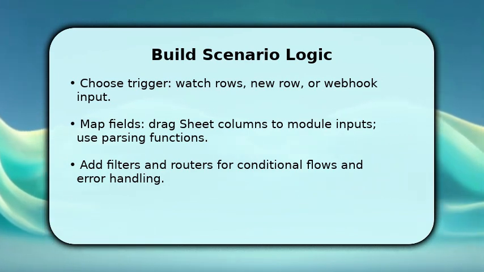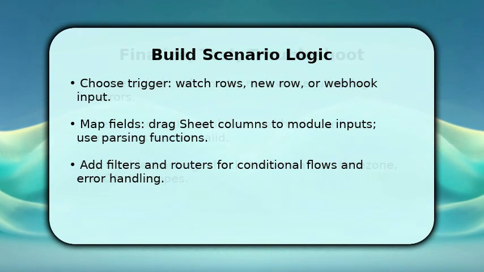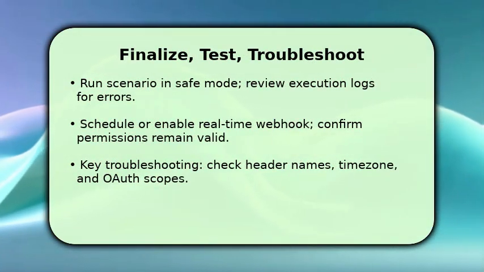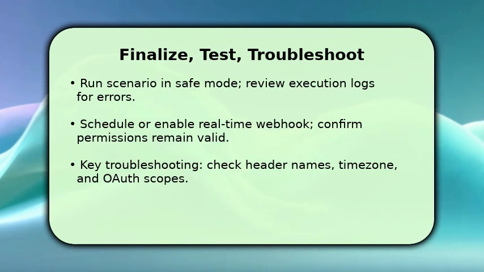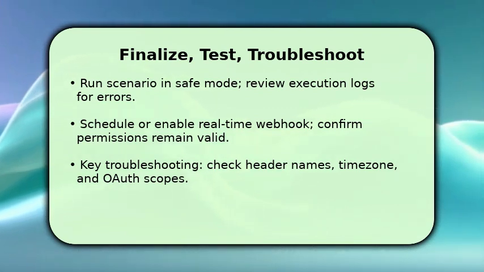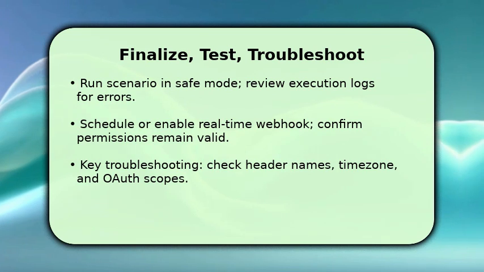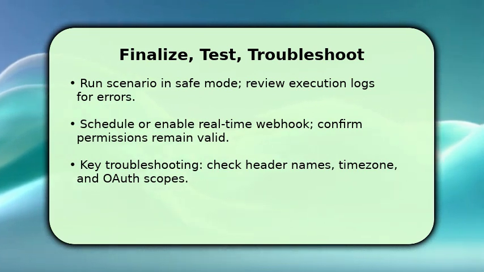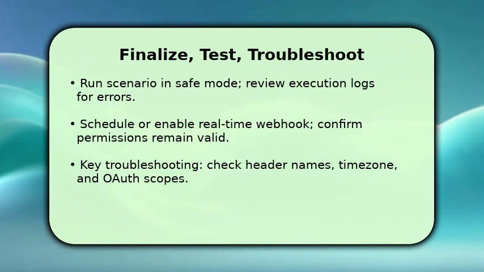You finish by thoroughly testing and enabling your scenario. Run it with sample rows and inspect the execution log for parsed values, HTTP responses, and execution time. This reveals mapping errors. Schedule the scenario or activate the webhook for live use. Make sure auth scopes and spreadsheet permissions persist.